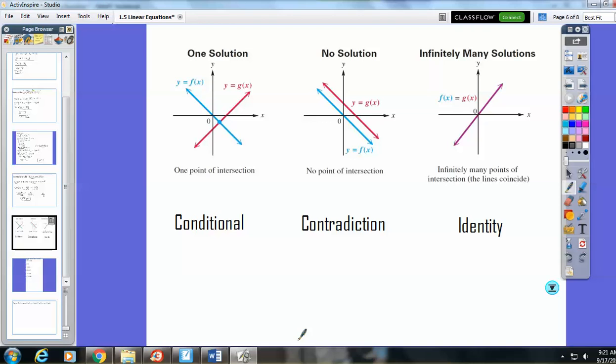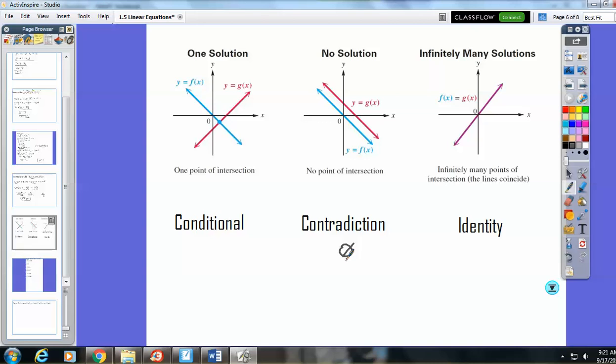If it is a contradiction, that's the one where we get no solution for our answer. What that means is, in terms of the lines, they had to have been parallel. They will never meet. We're talking about solutions to linear equations, so linear equations mean graphs of lines. If you get no solution, that means you have 2 lines that never meet, so they had to have been parallel lines. And we call that a contradiction.